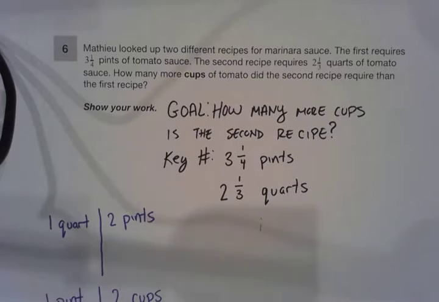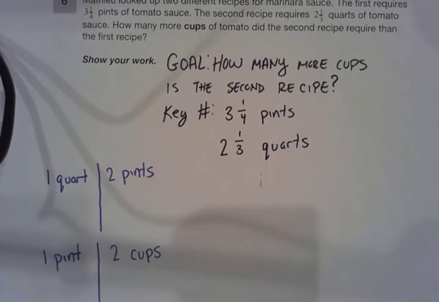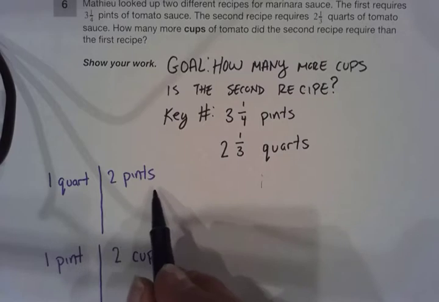So our goal is how many more cups did the second recipe have, with our key numbers being 3 and 1/4 pints, which was our first recipe, and 2 and 1/3 quarts, which was our second recipe. So this is once again going to be another unit conversion problem. Let's first convert our second recipe because we know that is going to be more. So I know 1 quart equals 2 pints.